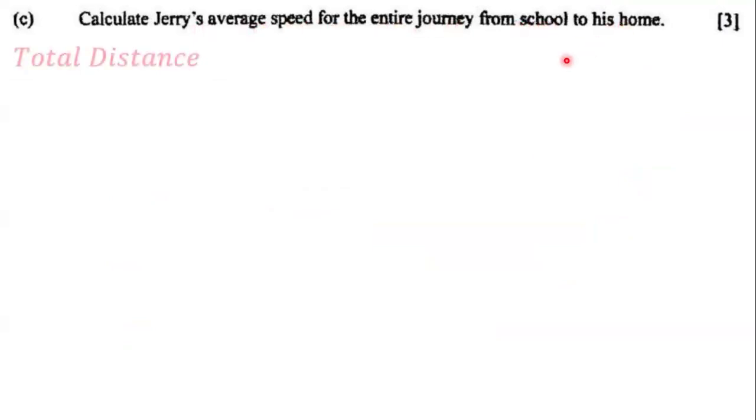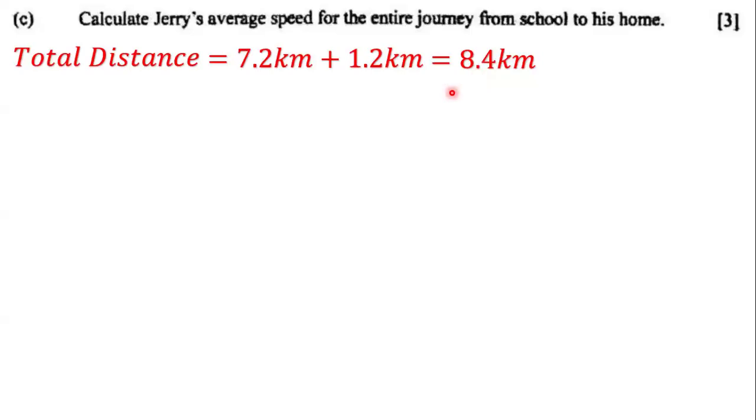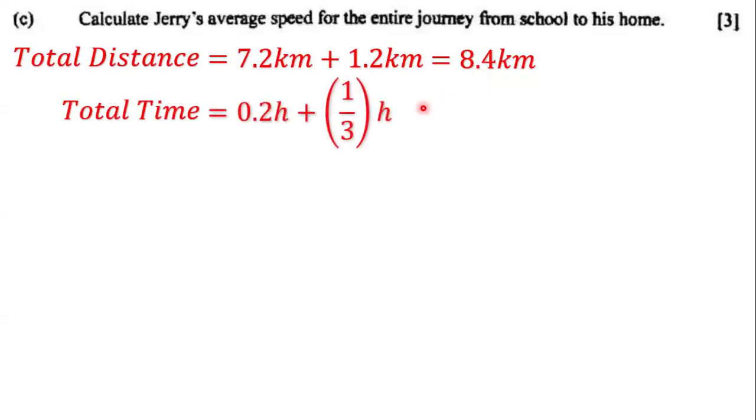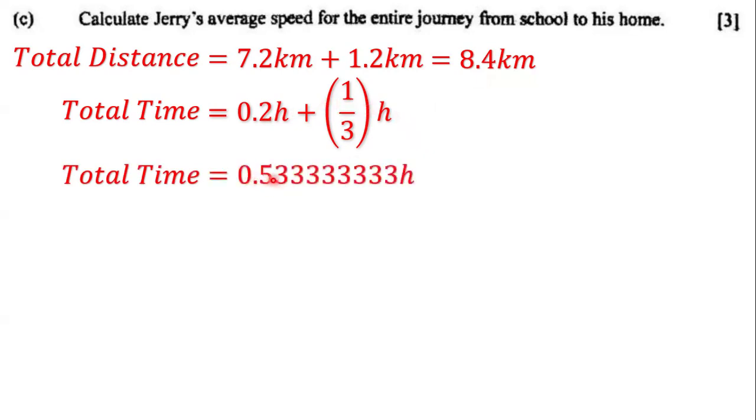Next, our question states, calculate Jerry's average speed for the entire journey from school to his home. And so we have to figure out the total distance. The total distance is going to be 7.2 kilometers plus 1.2 kilometers, which gives us 8.4 kilometers. Next, we have to determine the total time. The total time is 0.2 hours plus a third of an hour. And when we add them, the decimal representation is 0.5333, a lot of 3's, hours.